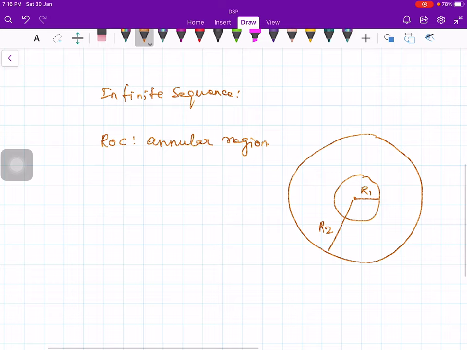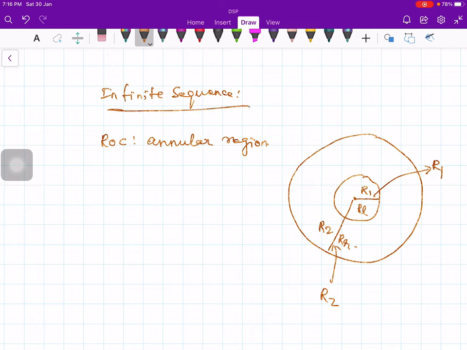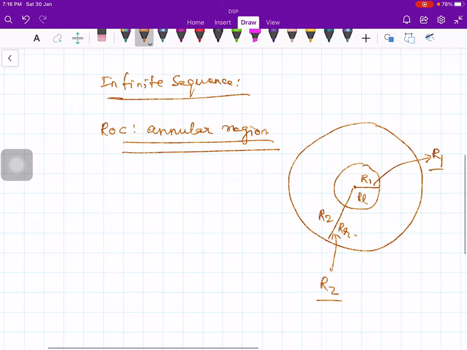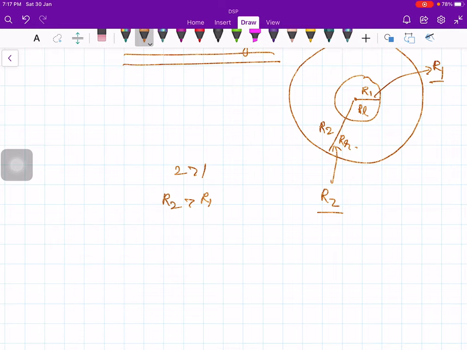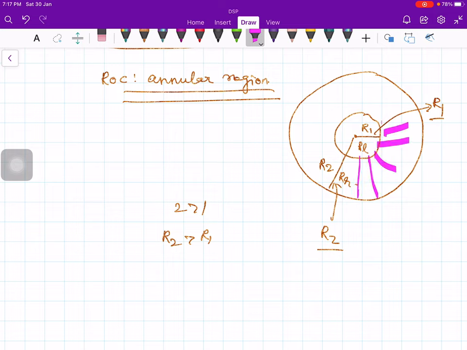In the previous lecture I called these RL and RR, and it is difficult to keep track of these subscripts, so I will simplify the notation. The inner circle radius is R1 and the outer circle radius is R2. For an infinite sequence, the ROC is the annular region. I will call the small circle radius R1 and the larger circle radius R2. You can easily remember 2 is greater than 1, so R2 is greater than R1. The ROC in general is an annular region like this.